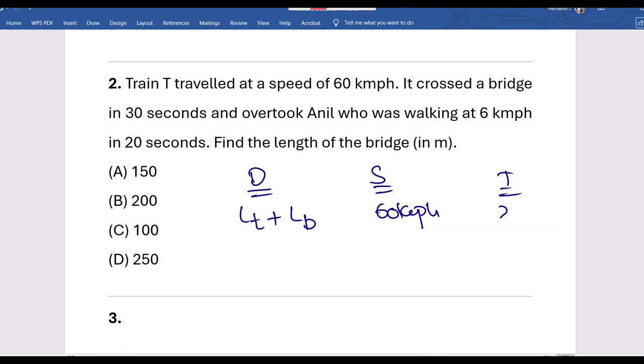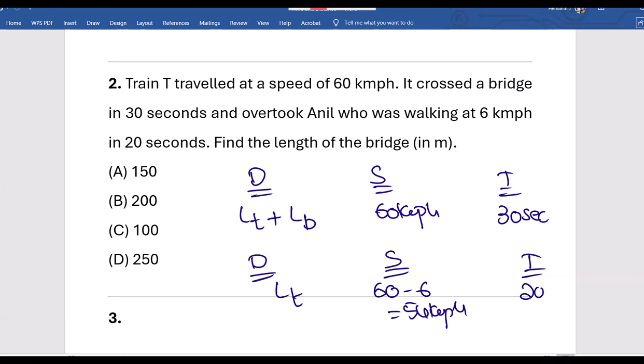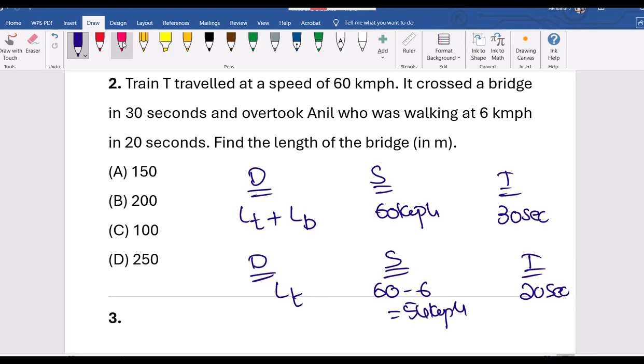Time is 30 seconds. Second case, the distance is only the length of the train. Train crossing a man. Speed is 60 minus 6, which is 54 km per hour. Time is 20 seconds. Using the second one, calculate the length of the train.